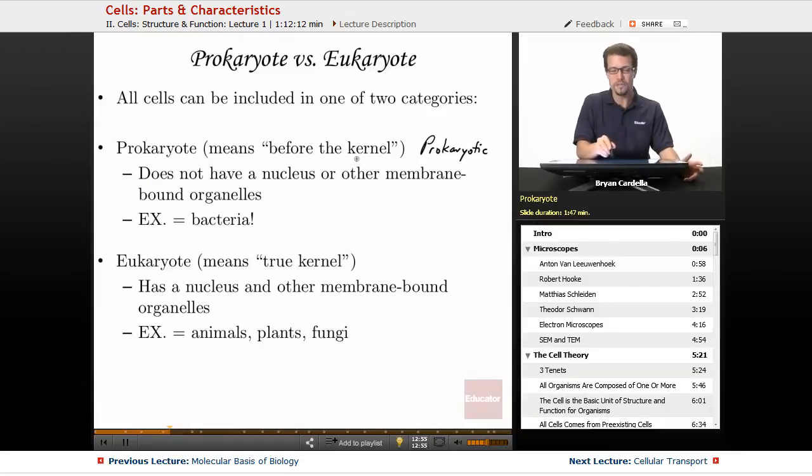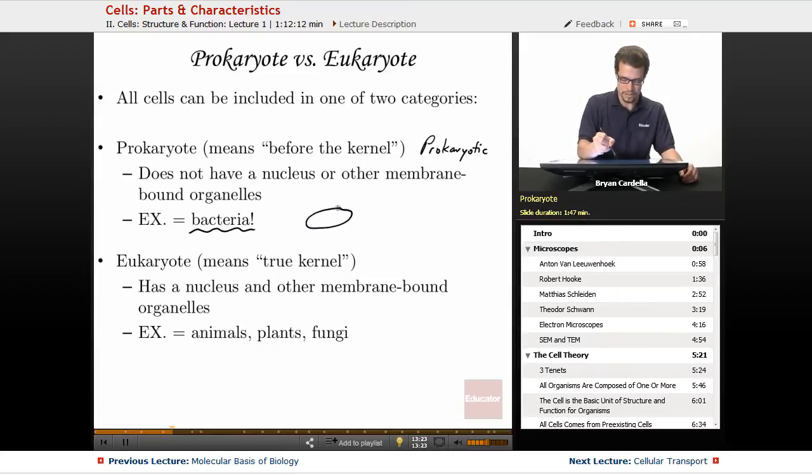But what this before the kernel has to do with is it means that these cells do not have a nucleus or other membrane-bound organelles. So the kernel is referring to the nucleus, this round body inside the cell. If you look at every single bacterial cell in nature, and all prokaryotes are bacteria, all bacteria are prokaryotes, none of them have a nucleus.